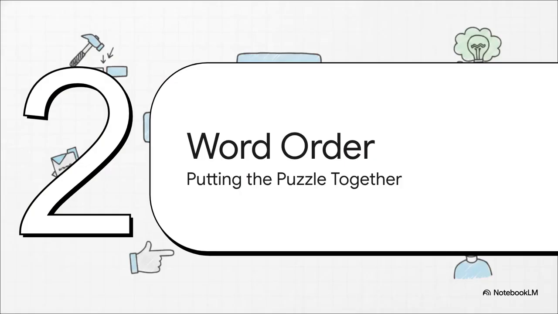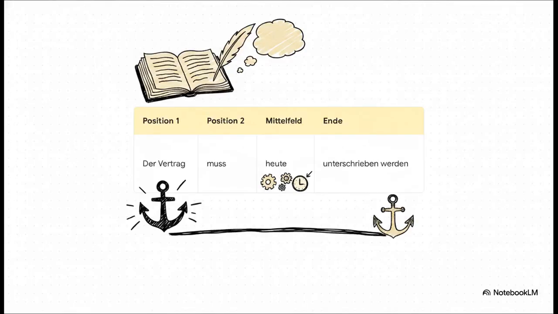Next section. Word order, putting the puzzle pieces together. Okay, so we have our formula and we have our verbs. Now let's talk about word order, because knowing exactly where each word sits in a German sentence is just as important as knowing the words themselves. What's really interesting about this slide is how rigidly the sentence is anchored. Check out how your modal verb, muss, sits firmly in position 2. That is its home, no moving it.